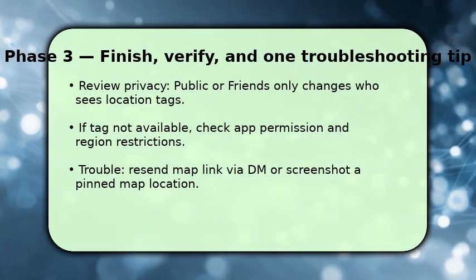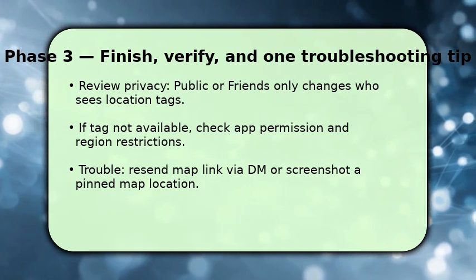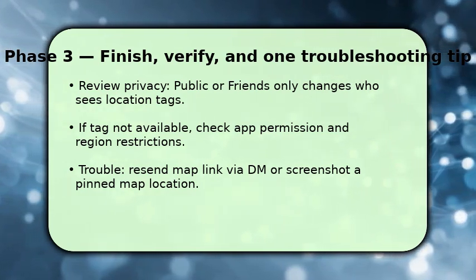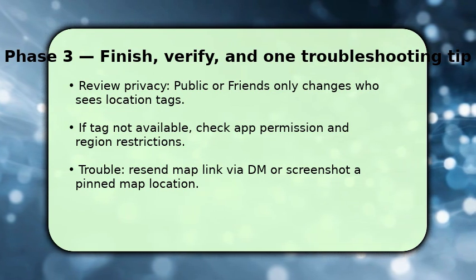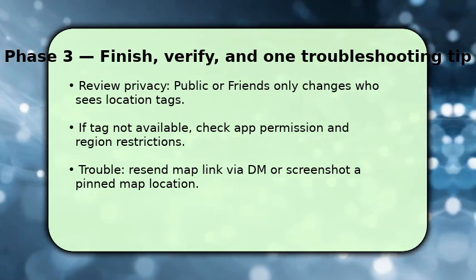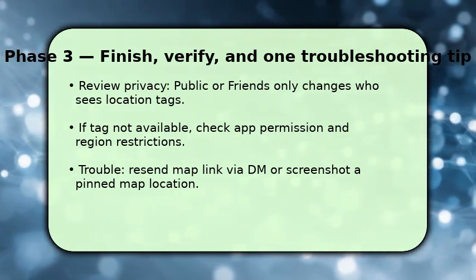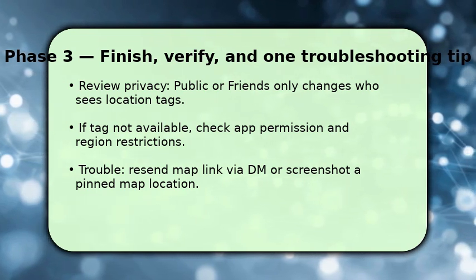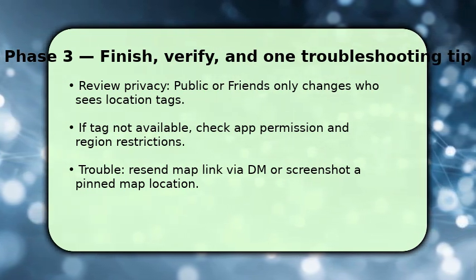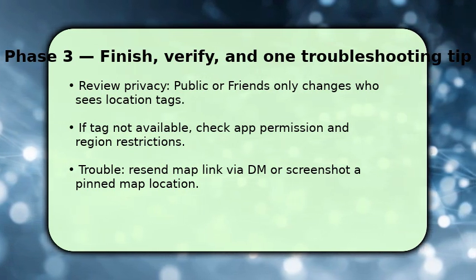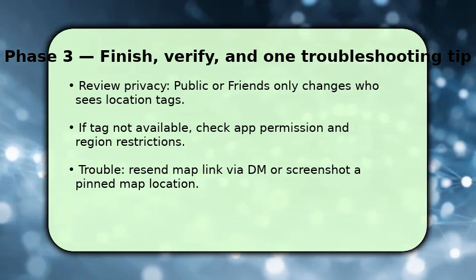You're ready to finalize. Choose privacy settings, public, friends, or private, and post. Make sure the location sticker looks correct before publishing, because once live, it informs viewers and algorithms why your content matters. If a location option is missing, check TikTok's app permissions and regional features. Sometimes location services need a restart.